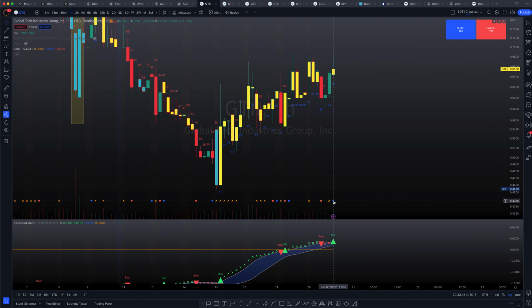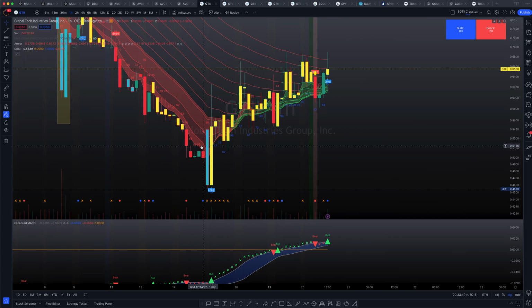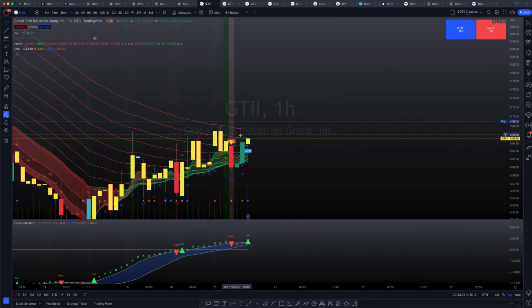DBSI flashing a buy signal. Also, enhanced MACD has flashed a buy signal in the after hours trading, and we can actually verify to see if we have some upside coming in with ARCarmor as well. Yep, ARCarmor definitely has a long signal printed right at the last candle from today's aftermarket activity.